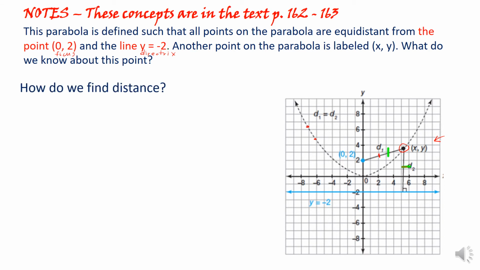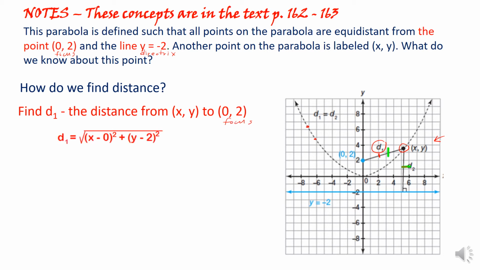Okay, well, we would use the distance formula. So first we're going to find D1, that's this one, and that is the distance from (x, y) to (0, 2), which is our focus. So we're going to plug that in, do the work, and we're going to get d1 equals the square root of x squared plus (y minus 2) squared. Okay? Got that? All right.